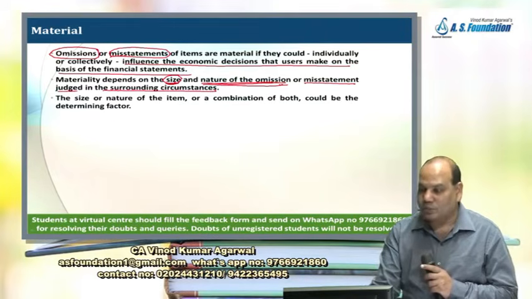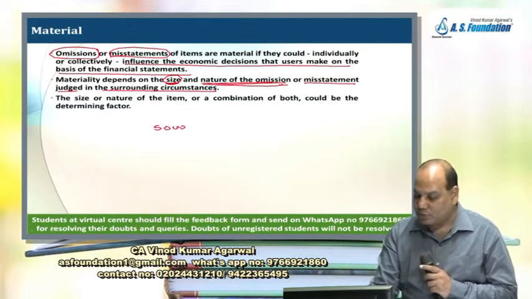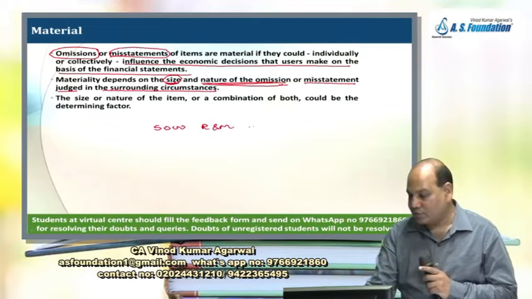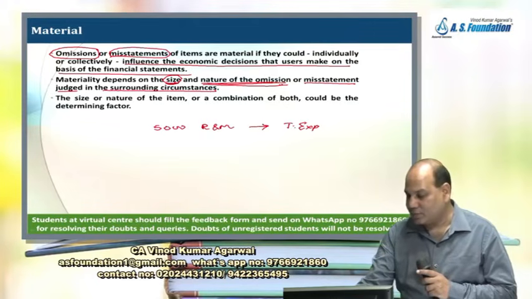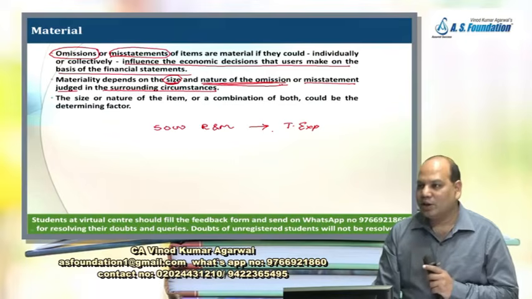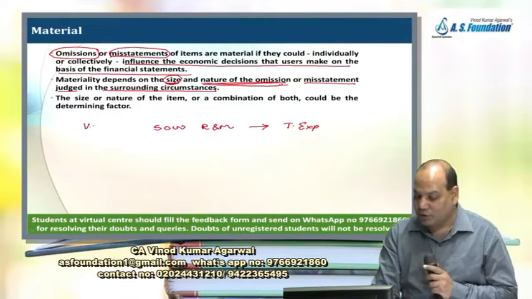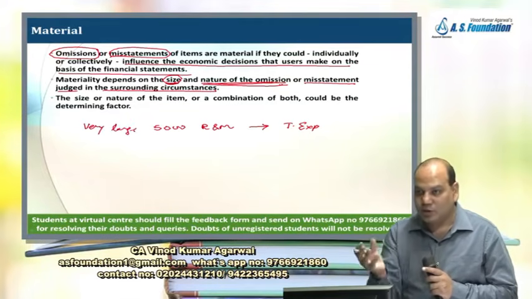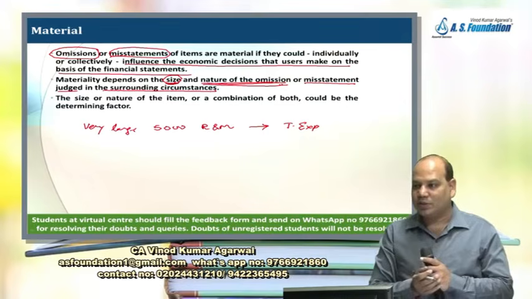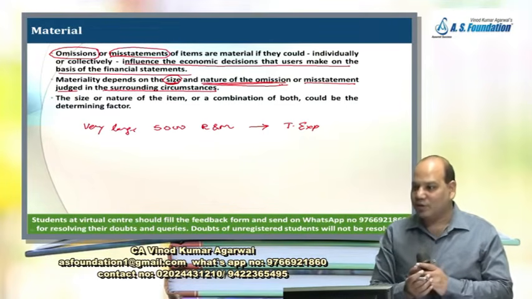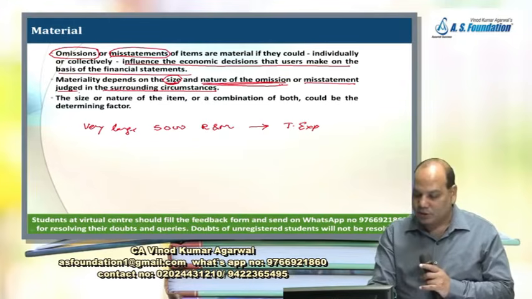Okay, for a small company, 5000 rupees repairs and maintenance, if written under the heading traveling expense, is not a material item for a big company, for a very large company. But for a small company, it may be important because they might be analyzing their expenses. Where are we putting our money? Is it right? So that is material.